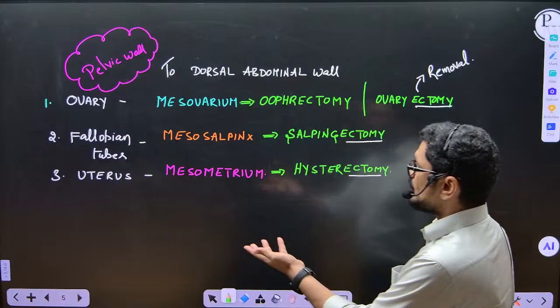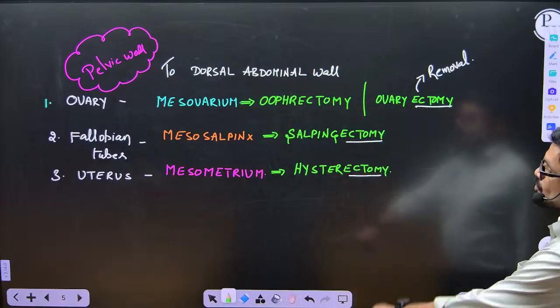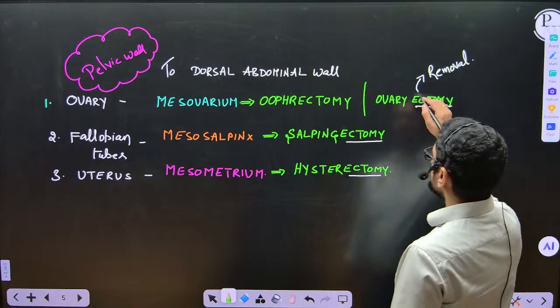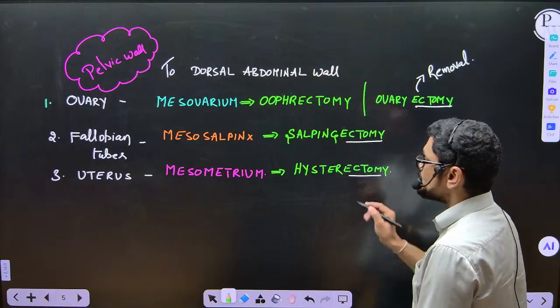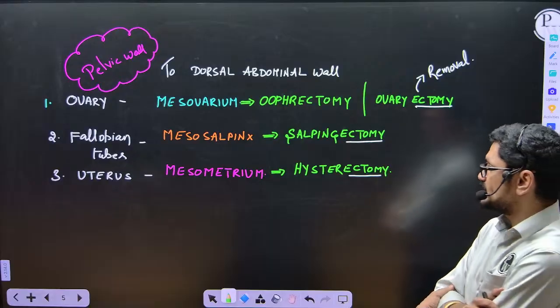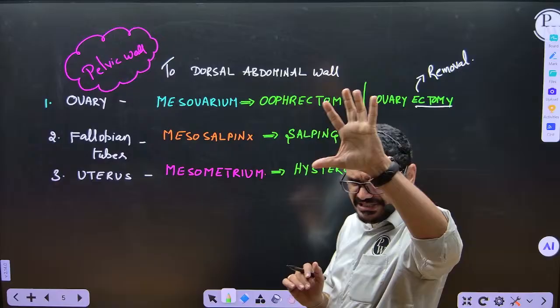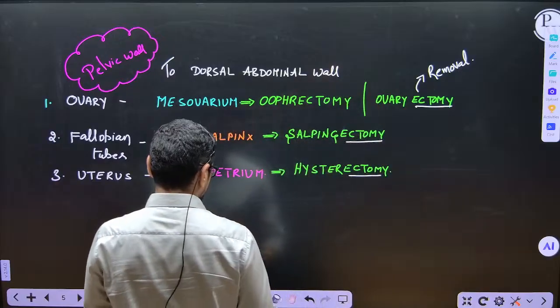Salpingectomy is removal of the fallopian tube. Removal of uterus is hysterectomy. Removal of ovary, removal of fallopian tube, removal of uterus. We have to repeat the words. Sometimes we have to remove the entire set. Some entire thing has to be removed. That is called, let me write here.